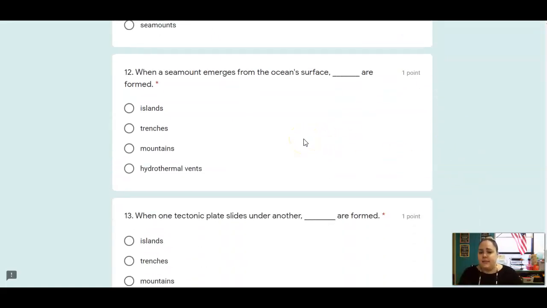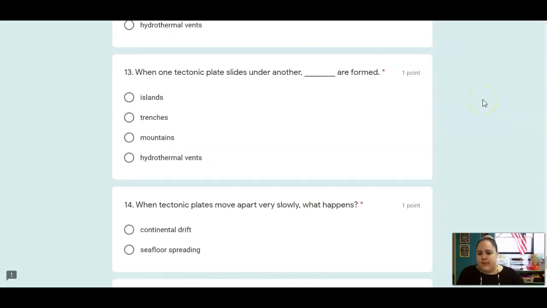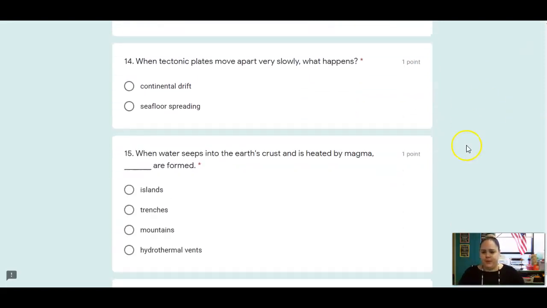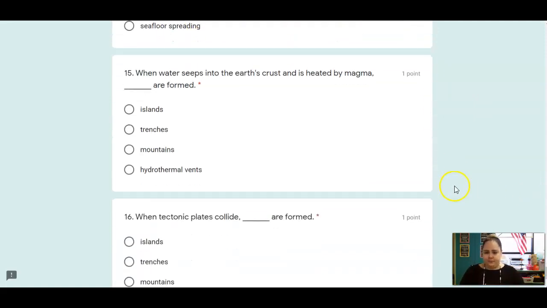Number 12, when a seamount emerges, that means comes up from the ocean surface, blank are formed. There's actually a picture in the text that shows you this. So when those seamounts break through the ocean surface, what is formed? 13, when one tectonic plate slides under another, what is formed? 14, when tectonic plates slowly move apart, is that continental drift or is that seafloor spreading?